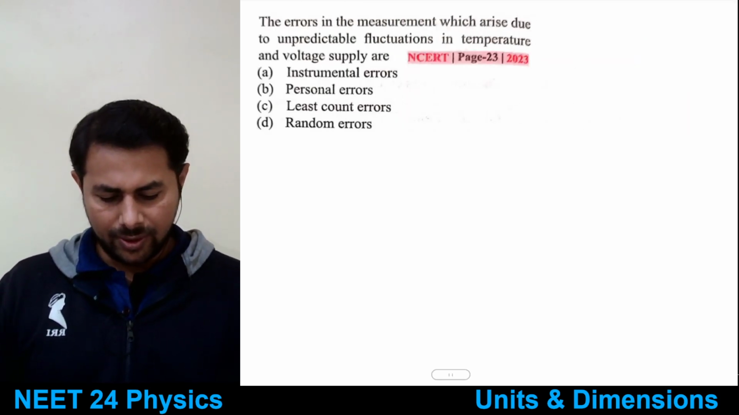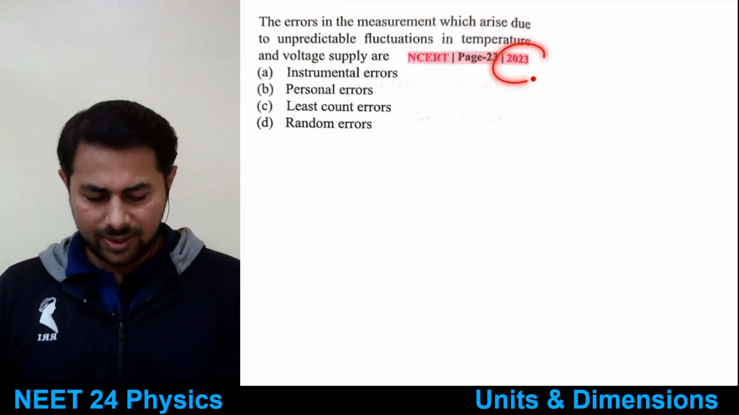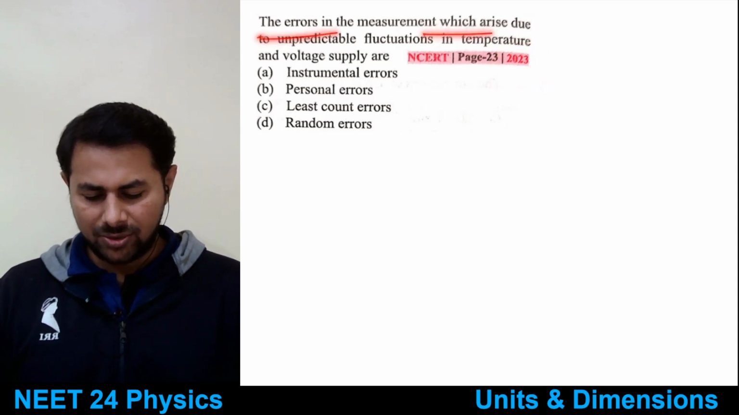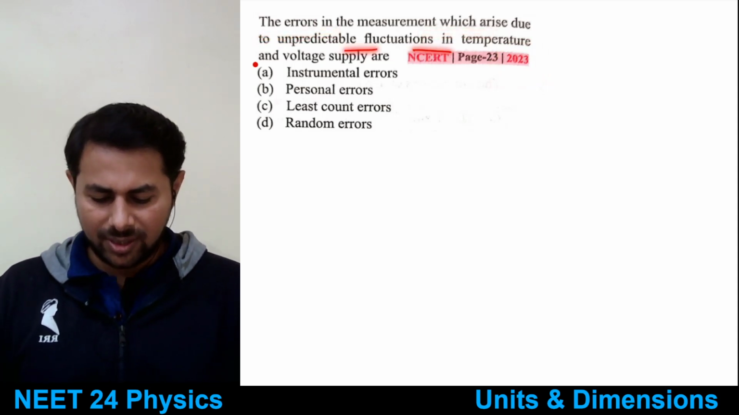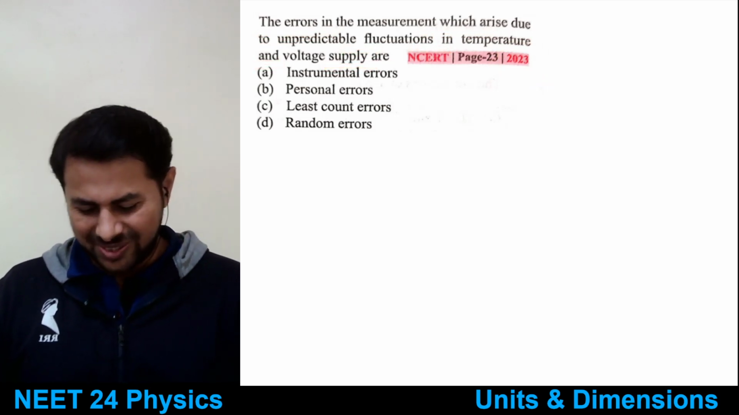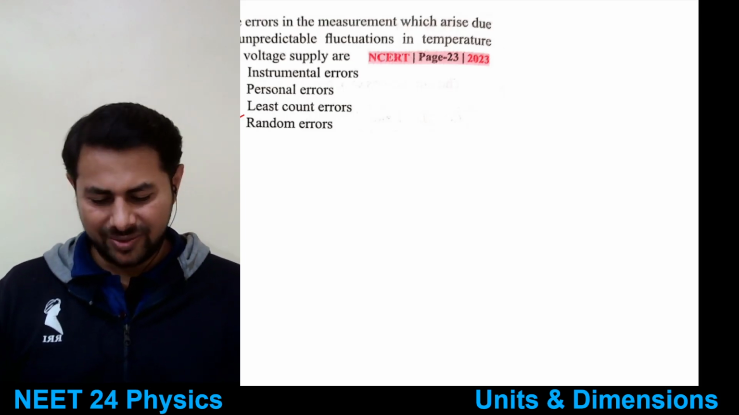Alright, very good. So now let's see some problems based upon this thing, and this is from NEET 2023. The errors in measurement which arise due to the unpredictable fluctuations in the temperature and voltage supply are which errors? Yeah, very good. It's option D. Very good, Pawarna. Right? Straightforward.